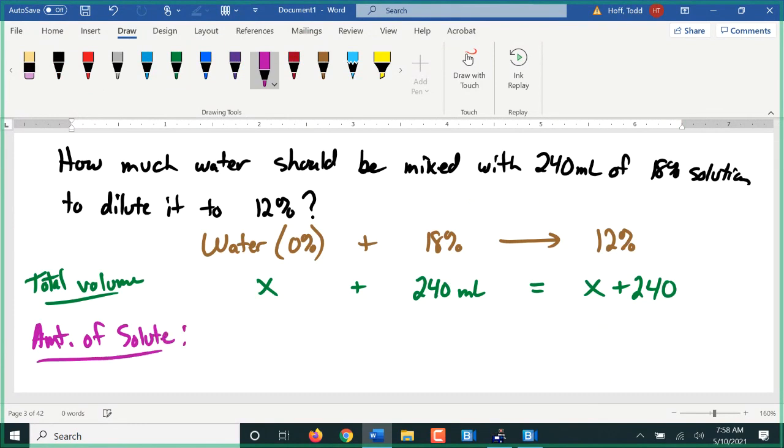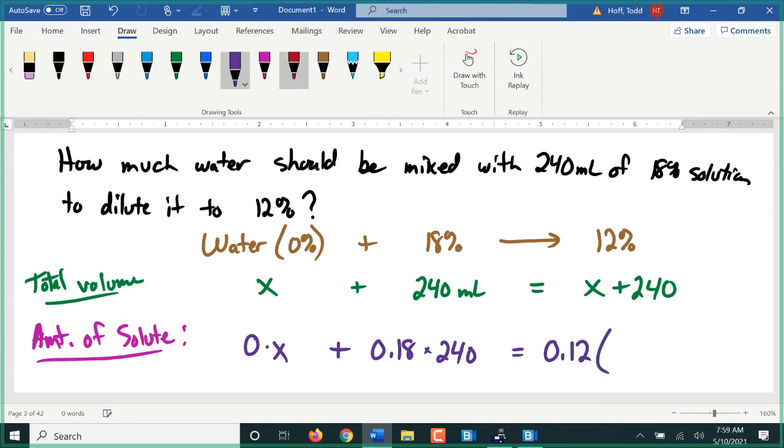So the amount of solute for water at 0 is the concentration times X. For the 18%, the concentration is 0.18, times 240 is the amount, equals 12%, which is 0.12 times an amount of X plus 240.